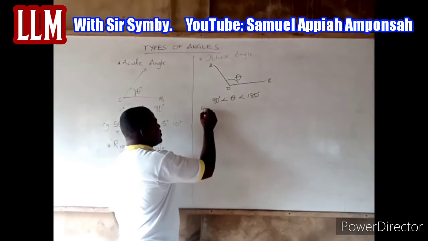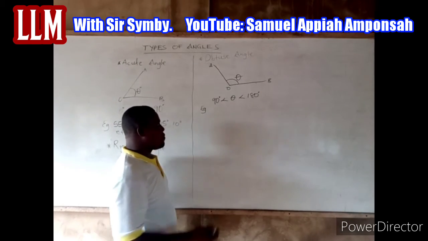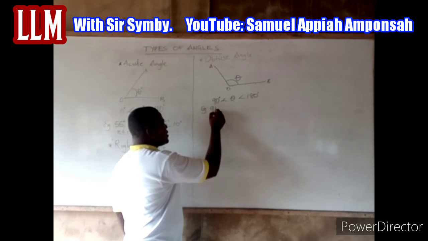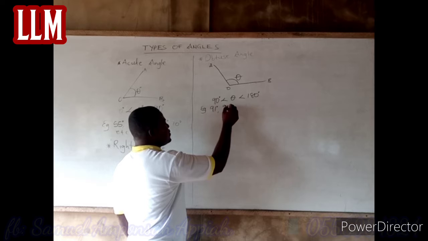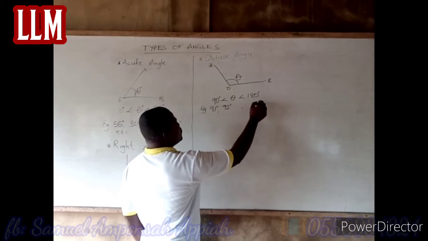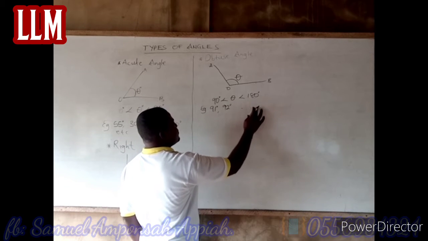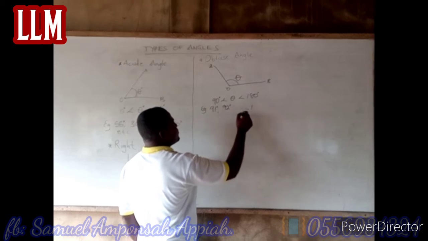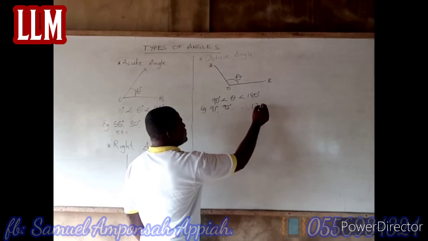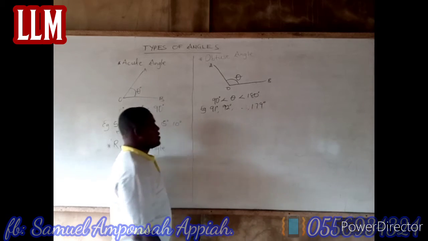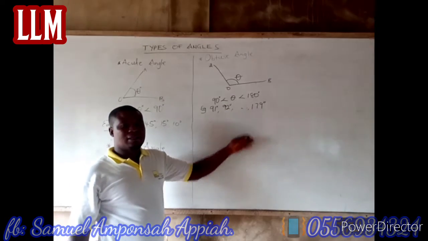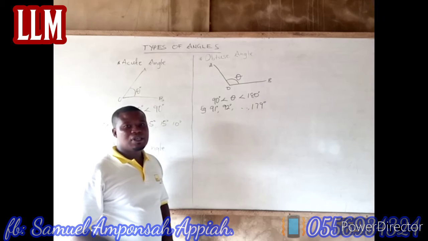Examples. I believe you can give so many examples. From 91 degrees, 92 degrees, up to 179 degrees. They all form part of an obtuse angle.